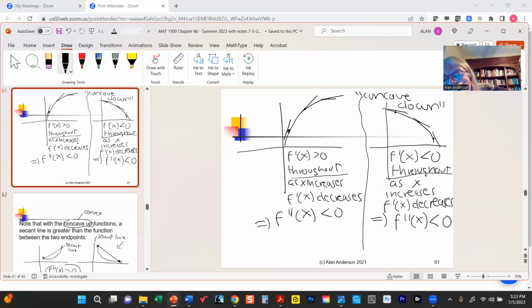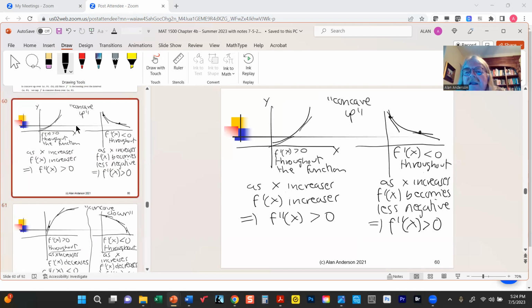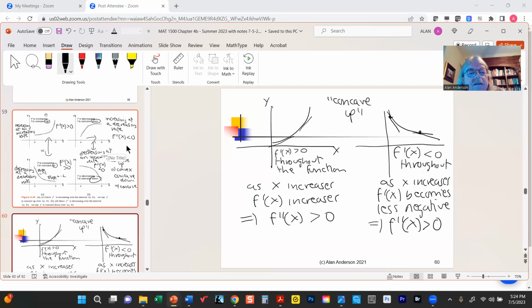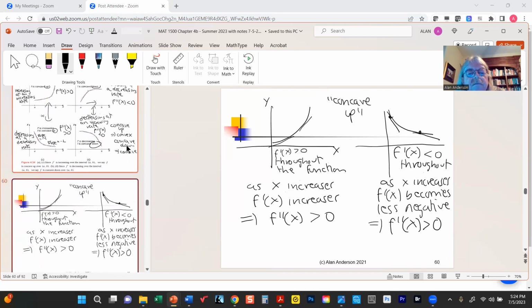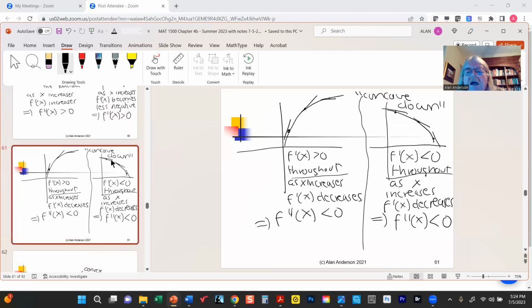So in other words, in these cases, we're not so much interested in the actual sign of the first derivative, but its behavior as x increases. Is it getting bigger? Is it getting smaller? Okay, if it's getting smaller, the second derivative is negative. That's concave down. If the first derivative is increasing, then the second derivative is positive, and we have what's called concave up. All right. So those are the four cases we might encounter.